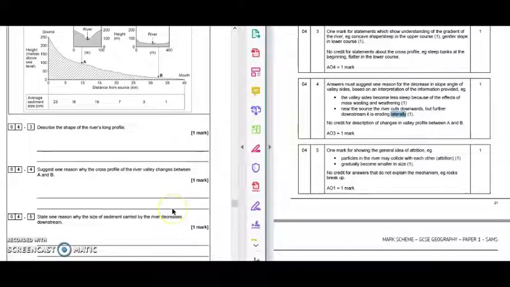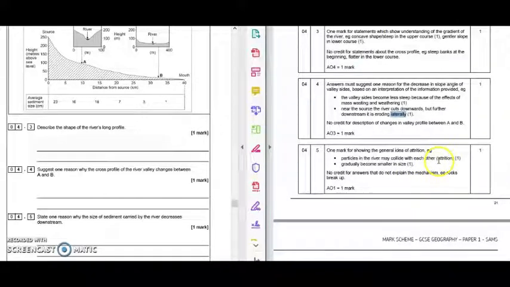And finally, 4.5, state a reason why the size of the sediment carried by the river decreases downstream. So we've got this box at the bottom. It says the average sediment size, so the stuff that's in the river, so the rocks, the average 23 centimetres here. It gets down to 1 centimetre here. So you have to remember what the key term is for when rocks hit each other constantly and go from being really quite big boulders to really small and smooth pebbles.